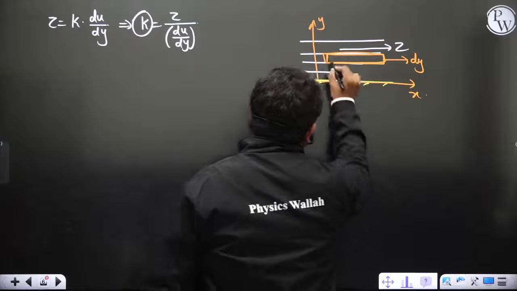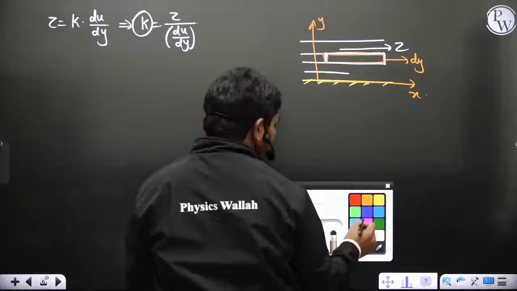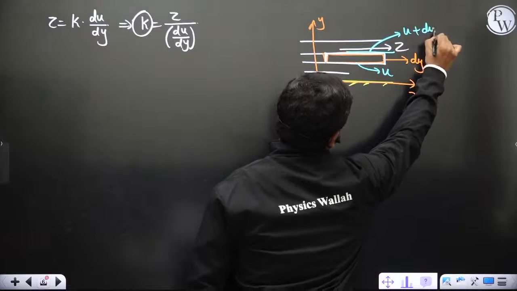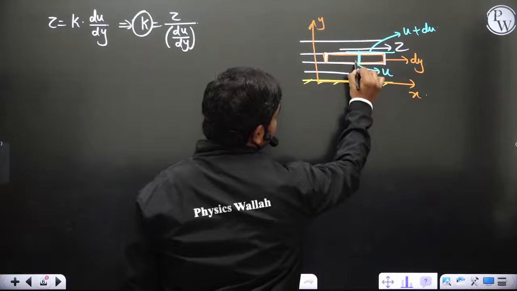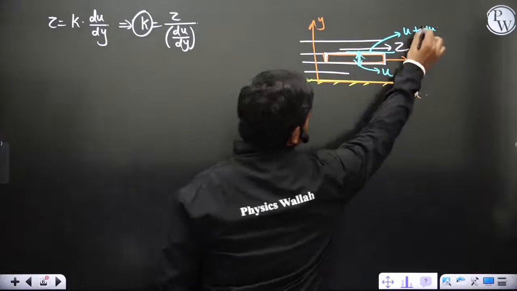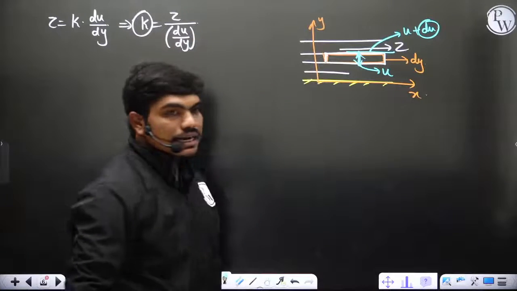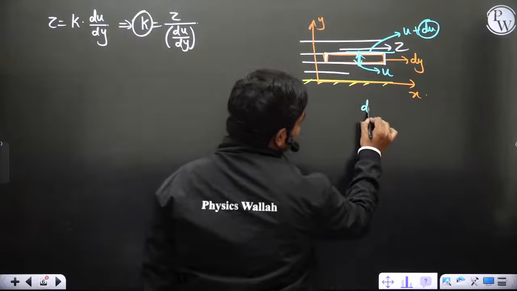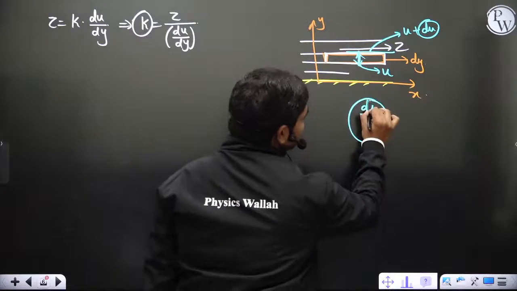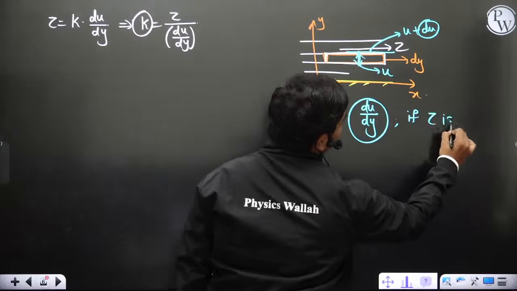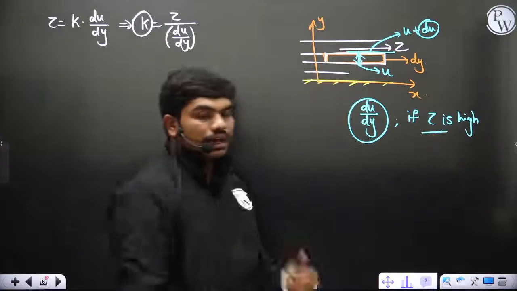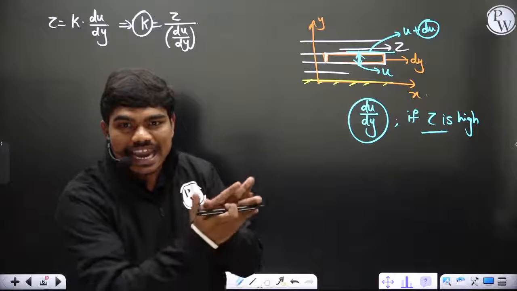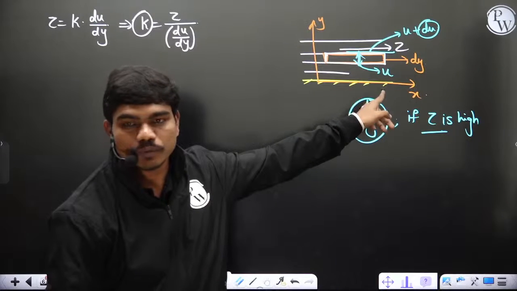Now try to understand one thing. Let us suppose this is the layer, and if this is moving with u and this is moving with u plus du, for example, obviously the velocity gradient means within a gap of dy, the change in velocity is du. So definitely velocity gradient is du by dy. Now try to tell me one thing. If I want to maintain this du by dy, and tau is high, what is the meaning? To move this layer with respect to this layer, I have to apply a high amount of shear stress. That's what this is telling me. Yes or no?